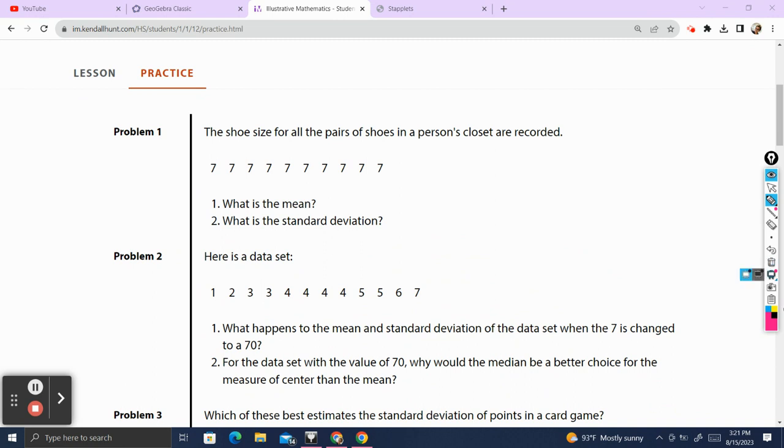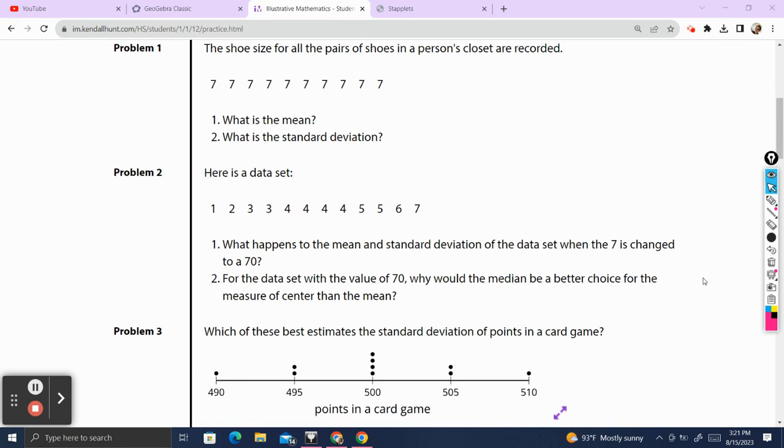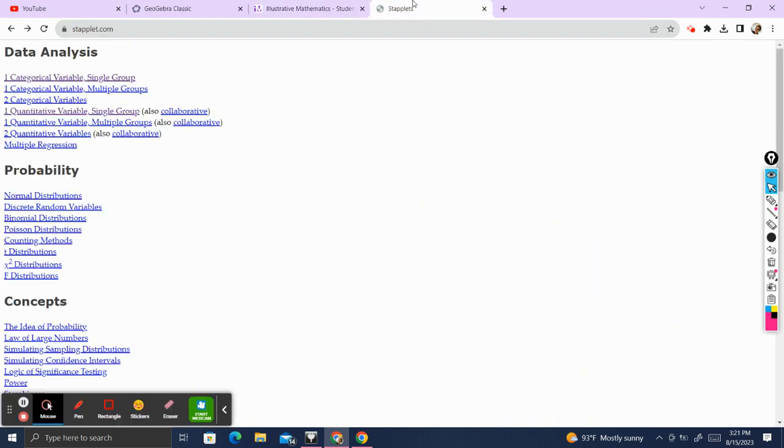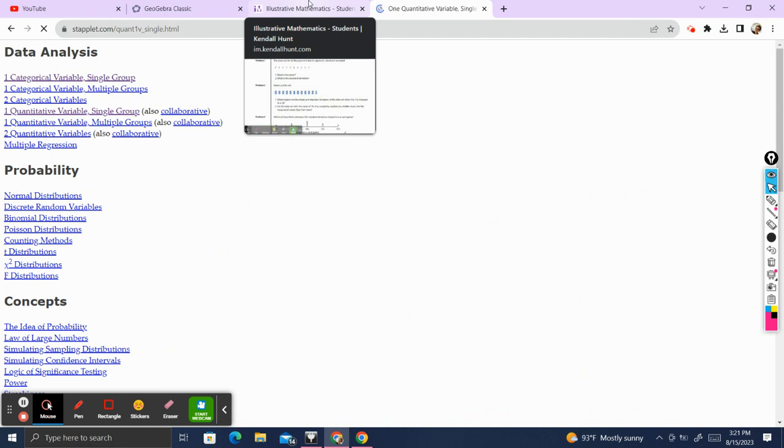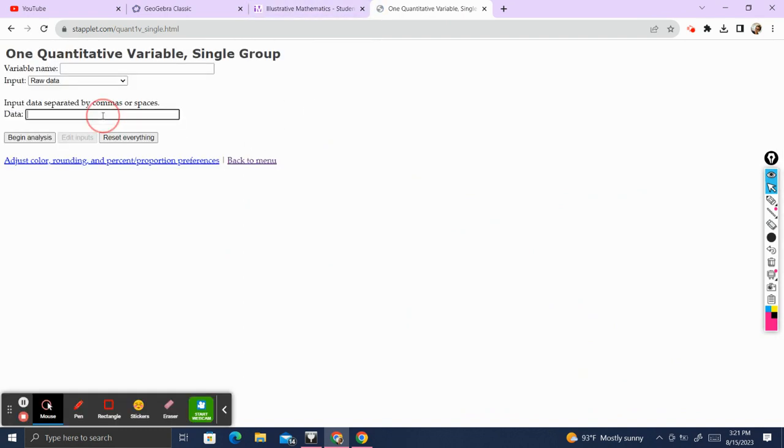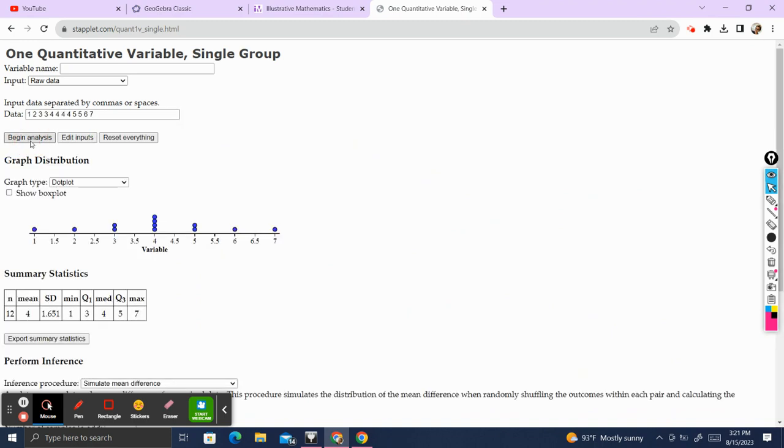Let's go on to the next one. Here is a data set. What happens to the mean and the standard deviation when the 7 is changed to a 70? Now, because we're calculating a few different things, I'm going to copy my data. I'm going to go to statlet.com, which is one of my favorite statistics websites. It is quantitative variables because we're dealing with numbers, and I'm going to click on it, and I'm going to post our data. So here's my data. We're going to begin analysis.